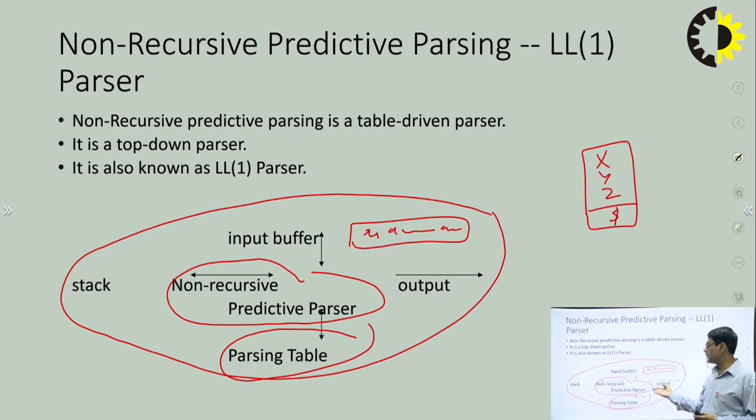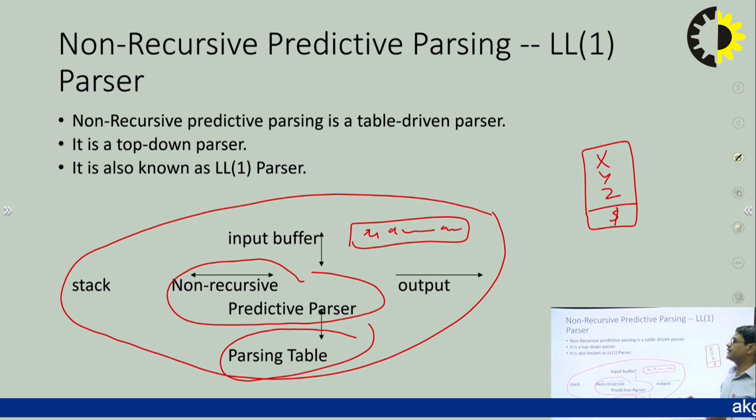This program routine takes the combination of the stack and the input symbol and derives the entry from the parsing table. It takes the value from the parsing table depending upon the situation of the stack and the situation of the input symbol, and accordingly there is a program written through which you can identify what particular action should be taken.